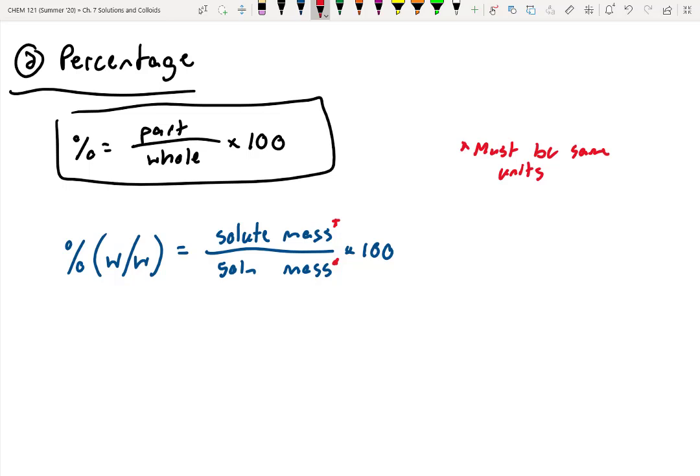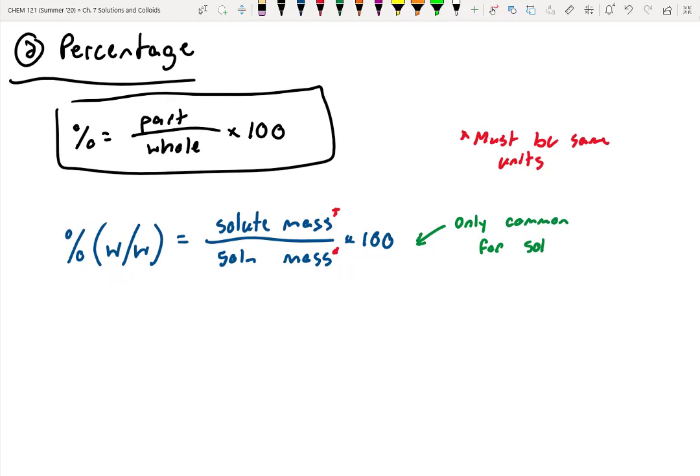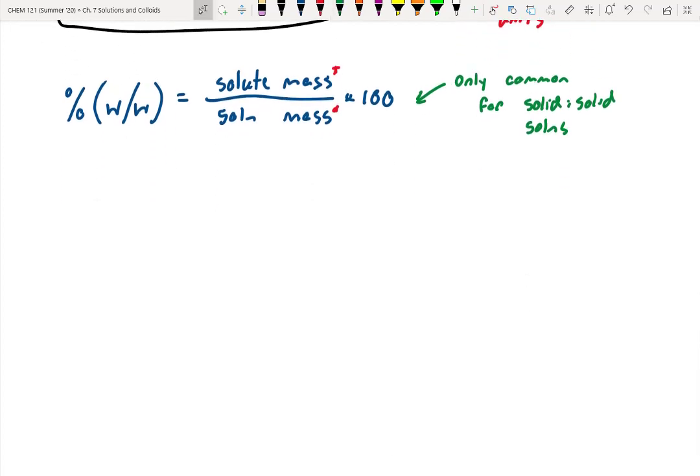All right. So this one's not very common. And the reason for this is normally solutions aren't made using solid-solid mixtures with the exception of alloys. So you might see this maybe with gold. So you might see a percentage gold in an alloy, but it's not common for liquid solutions. So only common for solid, whoops, not sold, solid solutions. All right, so that's one common one. Let's do the next one.